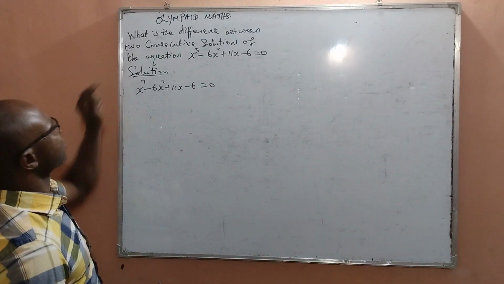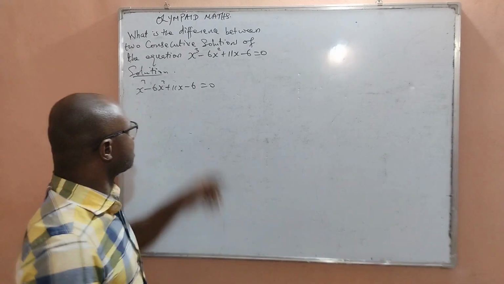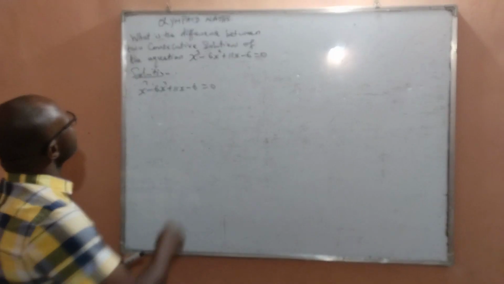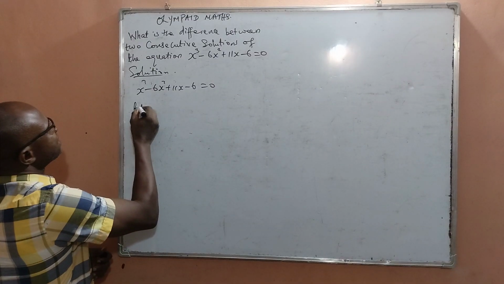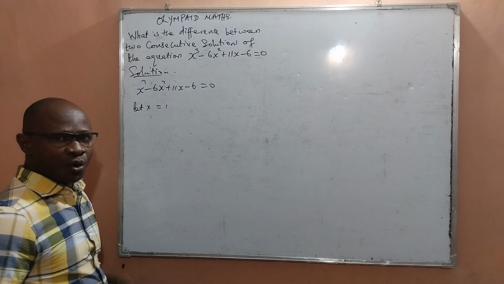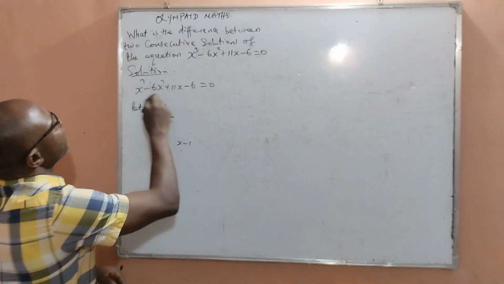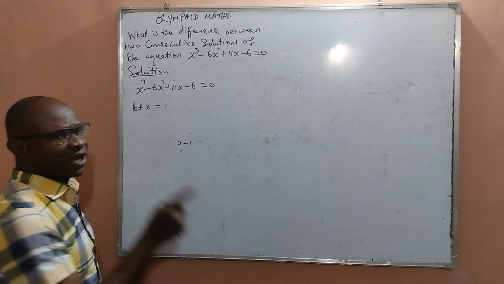And because x is raised to the power 3, we are expecting to get 3 real solutions to this polynomial equation. Therefore, to factorize it, let us start by saying let x be equal to 1. What we want to do is to see if x minus 1 is one of the factors of this polynomial. And it will be correct if the left hand side will give us 0.